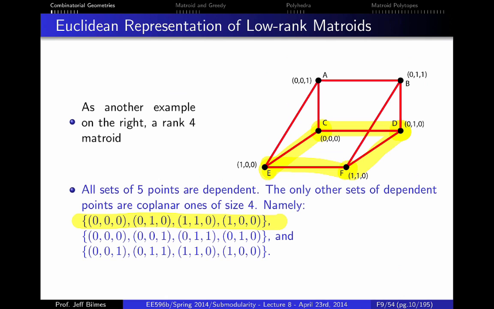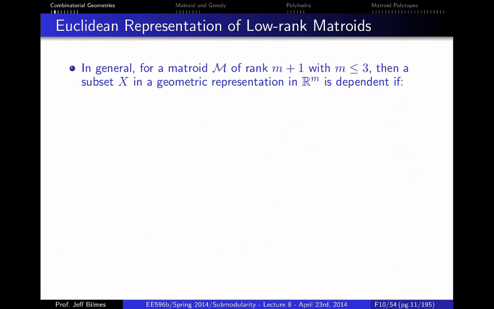But what's interesting about a matroid, and the reason why it's called a combinatorial geometry, is that it's not necessarily exactly a projective geometry. It's not like a Euclidean space. And I think the next example. Oh, sorry. Let me just rattle off these facts before we do the next example. I forgot about this. So this is just some facts. For a matroid of rank m plus 1 with m less than or equal to 3, say, we have a subset X in some geometric representation. So the elements of the ground set of the matroid correspond to points that are coordinatizable in this space, Rm.